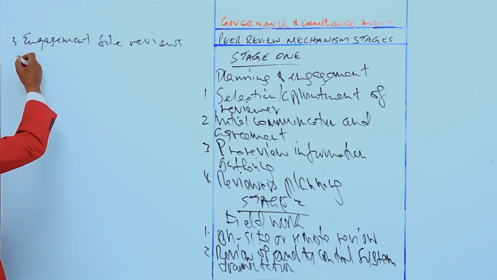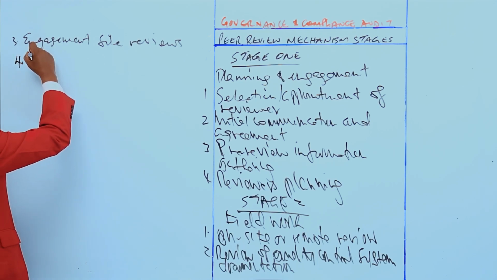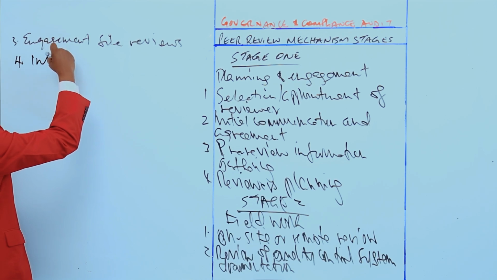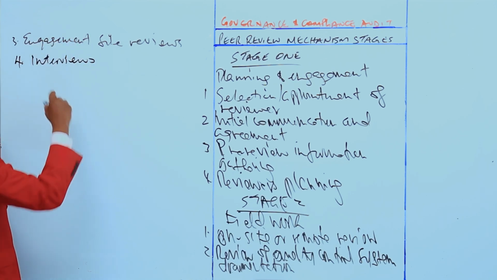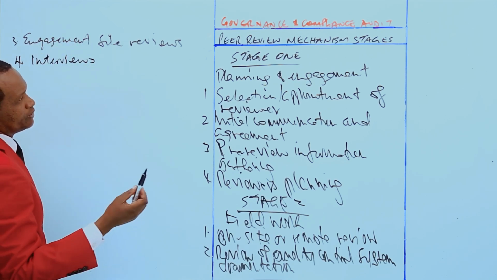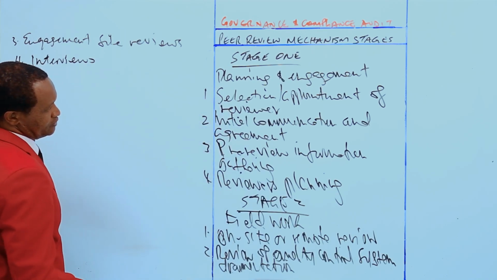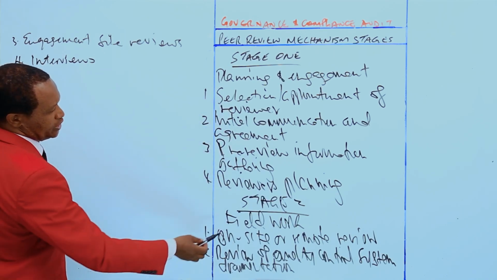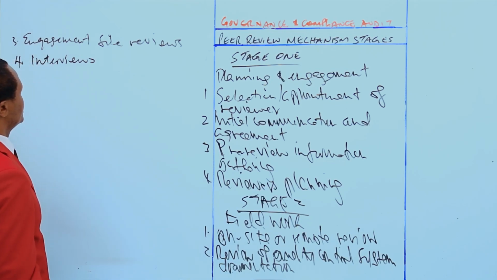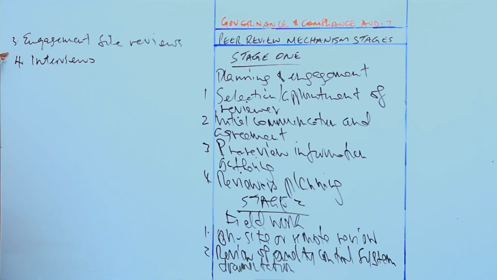Number 4, interviews. Candidates, we are discussing the peer review mechanism stages. Stage 1 is planning and engagement. Stage 2 is fieldwork. Stage 3, engagement file reviews. Stage 4, we have interviews.